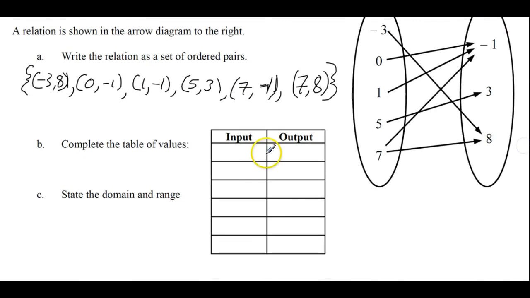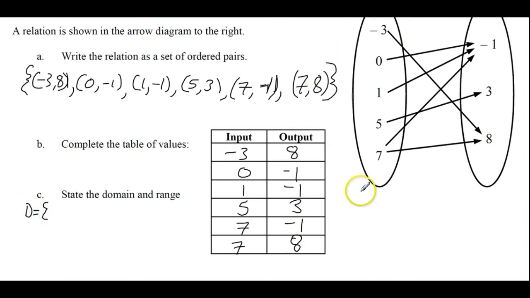Complete the table of values. So negative 3, 0, 1, 5, 7, and 7 again. Negative 3, the output is 8. 0, negative 1. 1, negative 1. 5, the output is 3. 7, negative 1, and 7, 8. State the domain and range.